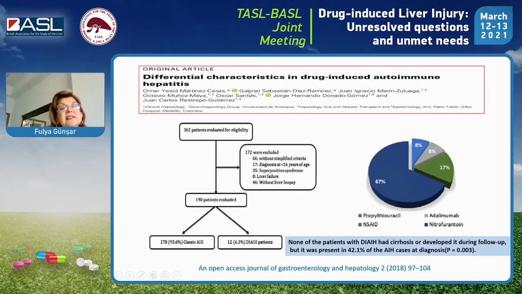There is another study about the differentiation characteristics in drug-induced autoimmune hepatitis. There were 12 drug-induced hepatitis patients here.